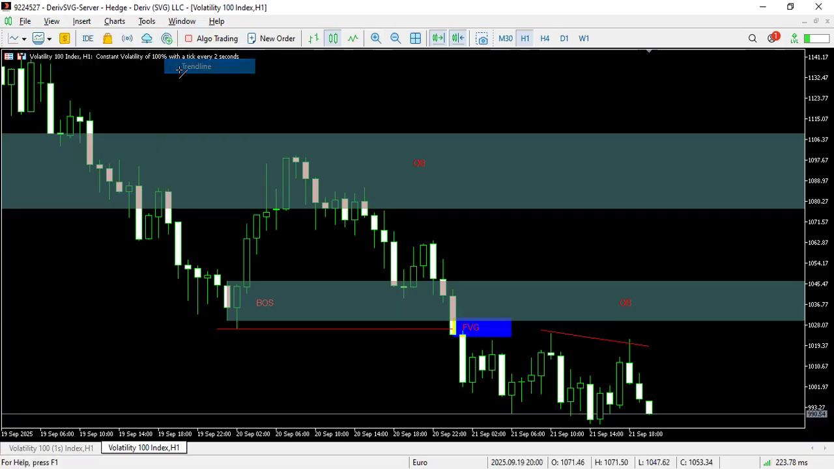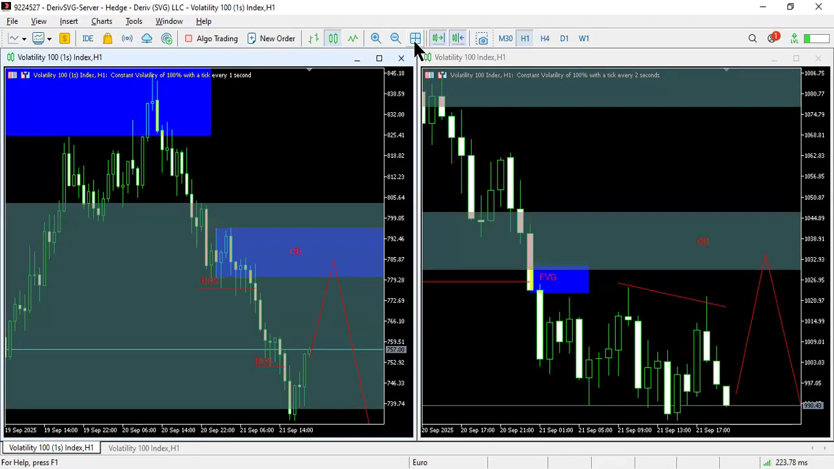So I'm waiting for price to go and mitigate this order block and then continue pushing up. That is the entry that I'm waiting for, as all my confluences are intact: a break of structure, order block present, our FVG, and liquidity present. If that does not happen and price decides to push down, then we'll mark new order blocks as price decides to break new lows.